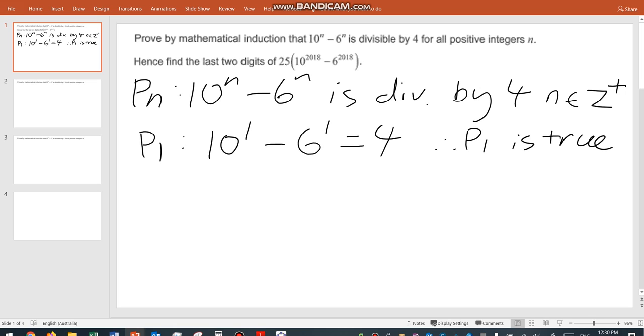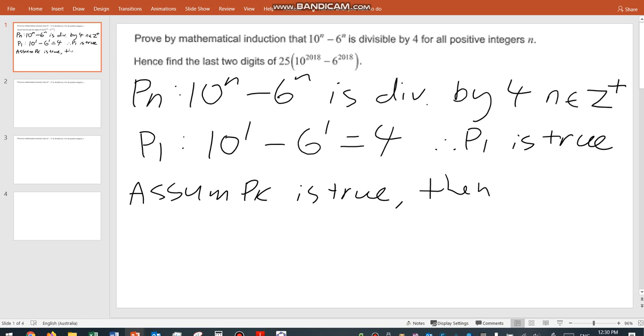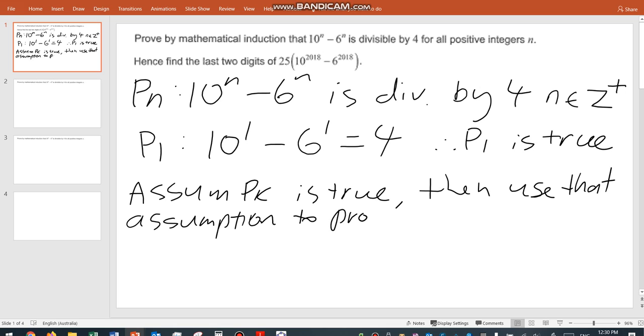So just to make a note here, we're going to assume P of k is true, then use that assumption to prove P of k plus 1 is true. Now I know it's not the best writing with the stylus, so it's a work in progress. You're just going to have to bear with me on that one.